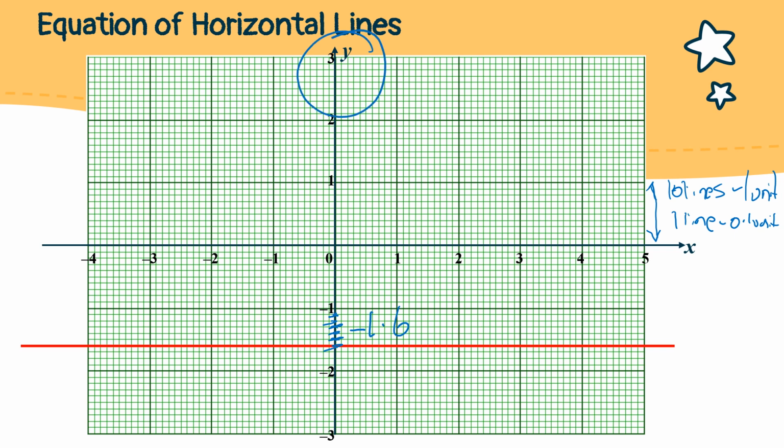So this negative 1.6, is it a y value or is it an x value? Since it lies on the y-axis, it must be a y value, and hence the equation of this red line is known as y equals negative 1.6. And the reason is because every point on this red line, the y value is always negative 1.6. And hence we have the equation y equals negative 1.6.